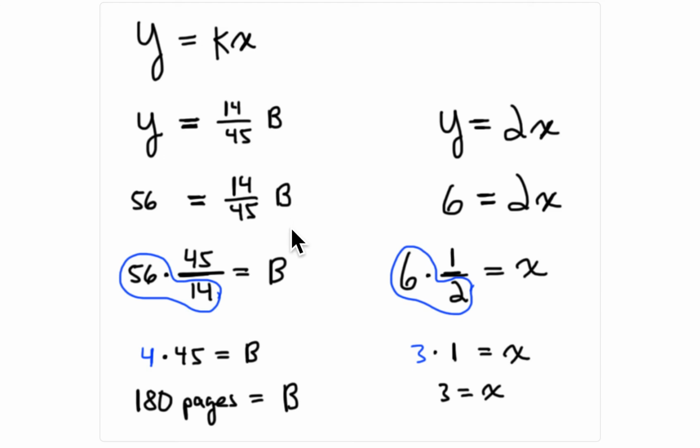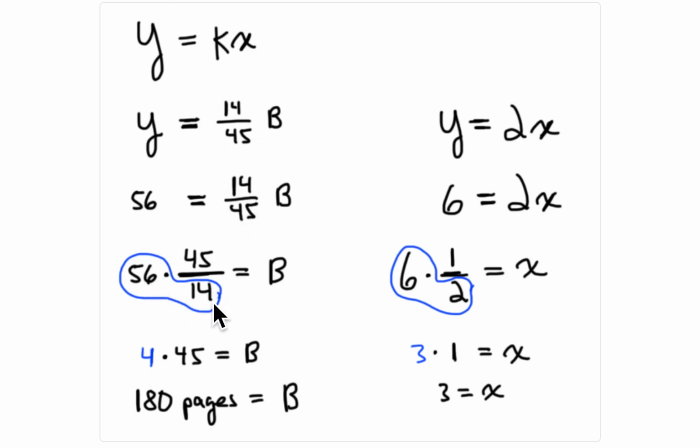So how do I figure out what the length of the book is? I divide, or I multiply by the multiplicative inverse. I divide by 14/45, which is the same as multiplying by the multiplicative inverse of 14/45, which is 45/14. So now look what you're doing. So this is the same as over here. How do I figure out what x is? I'm going to multiply by the multiplicative inverse of 2. How do I figure out what b is? I'm going to multiply by the multiplicative inverse of 14/45.